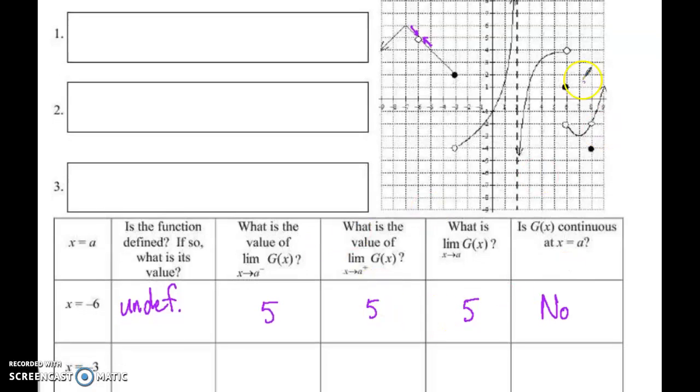So as we look at x equals -3, this time it is defined. It is defined because we have it closed out right here. What's the value on the left side? Well, the left side, it's getting closer and closer to 2, it looks like. On the right side, it's getting closer and closer to -4. Well, the left side does not equal the right side, so this limit does not exist. And if you think back to pre-calculus, I think you would all say it is not continuous at that value.